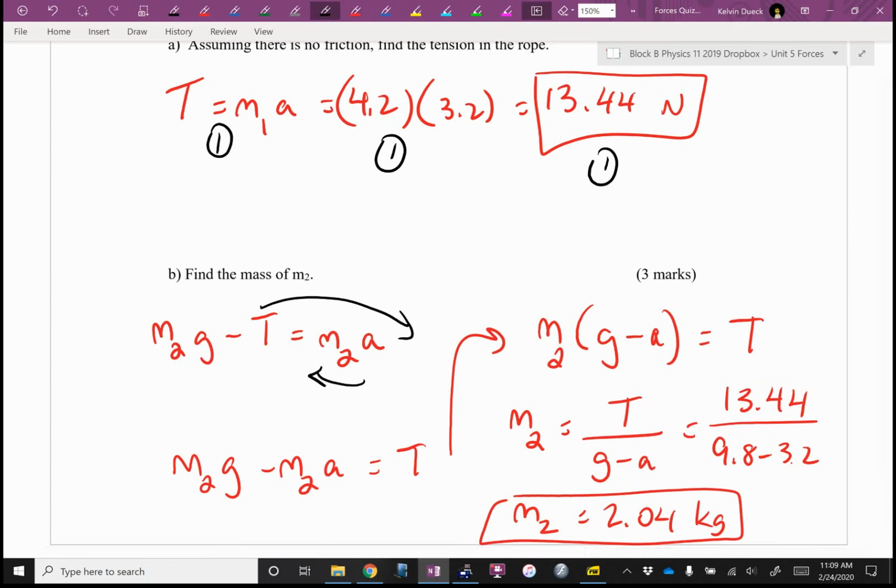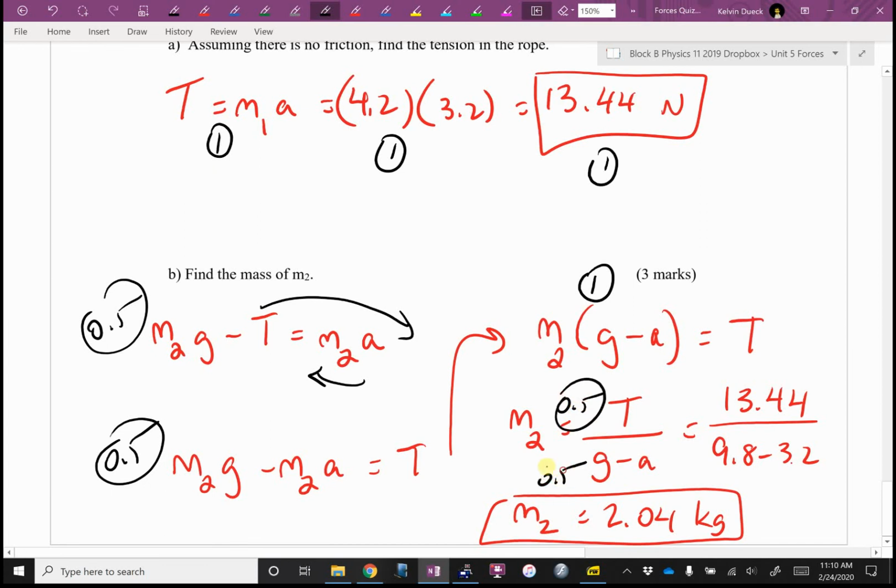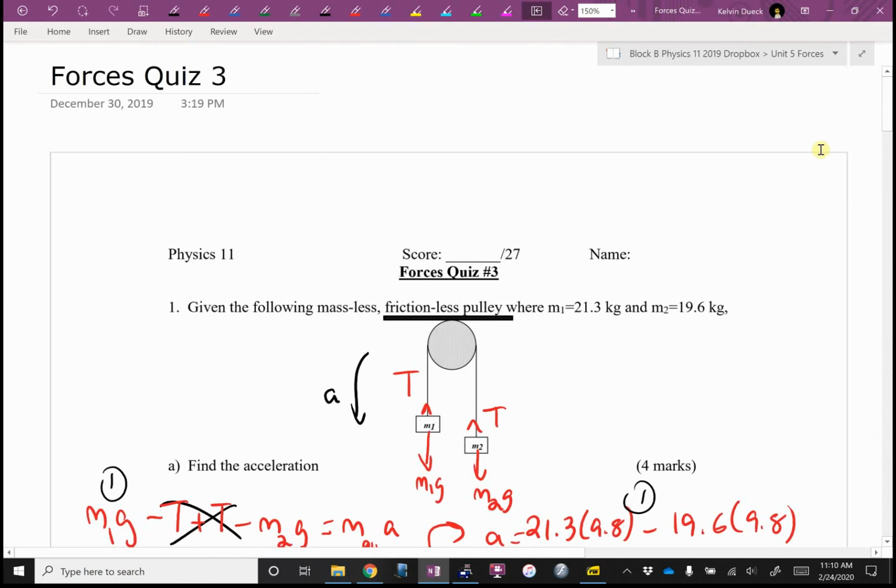And I would probably do for 3 marks, 1, 2, 3, 4, 5. I would probably go half mark for that, half mark for that. I would give you 1 mark for the factor trick, half mark for that, and a half mark for the answer. Can you give yourself a lovely score, please, out of 27?